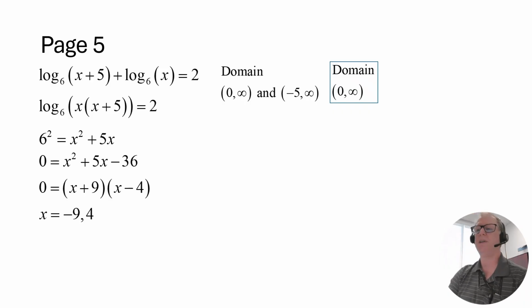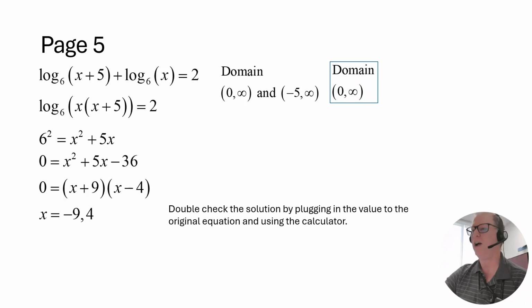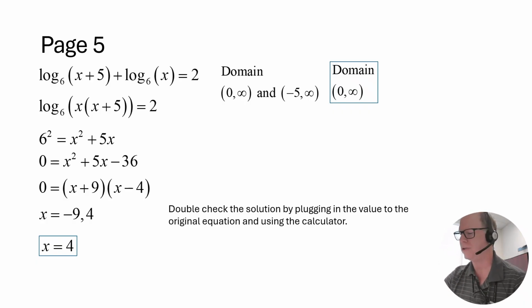I'm going to set it equal to 0, factor it, and set each factor equal to 0, and then double check the domain. One of the domains is -5 to infinity, the other one is 0 to infinity, so the 0 to infinity overrides, and my only answer is going to be that x equals 4. Double check it by plugging it back in like always, because you still could have done some algebra wrong.